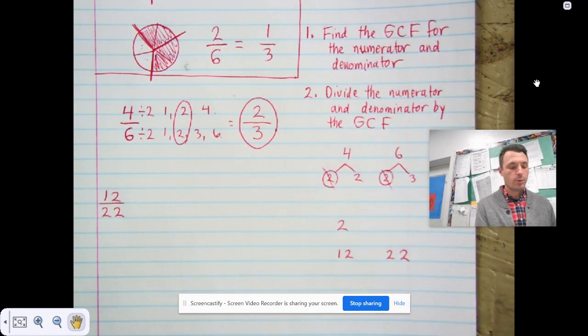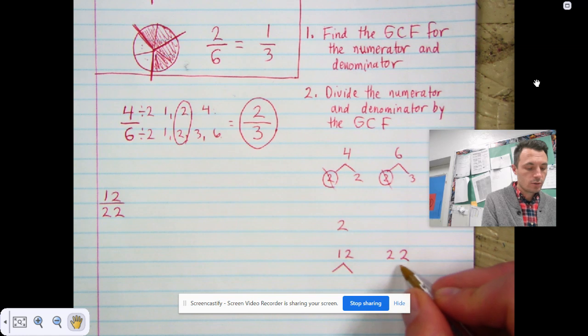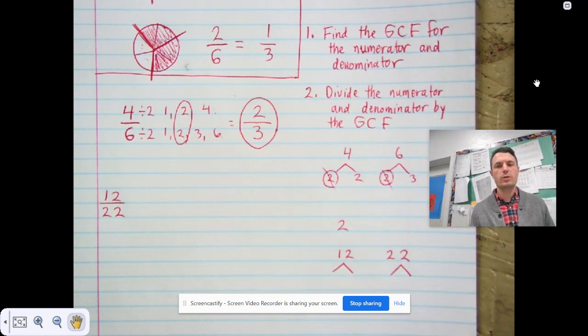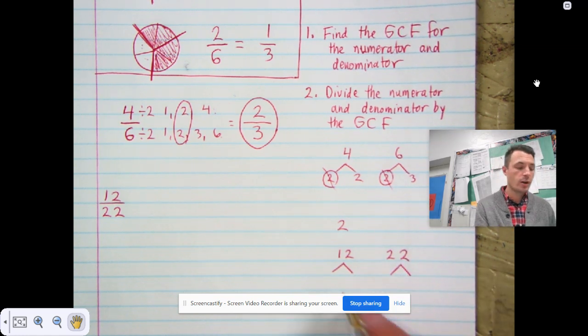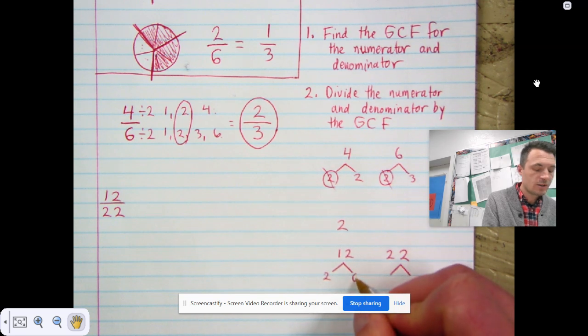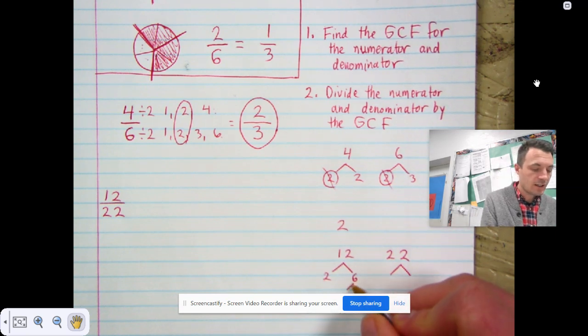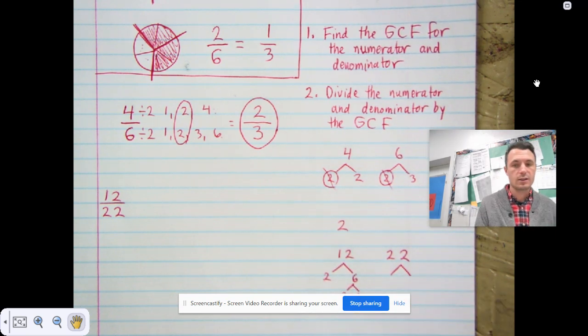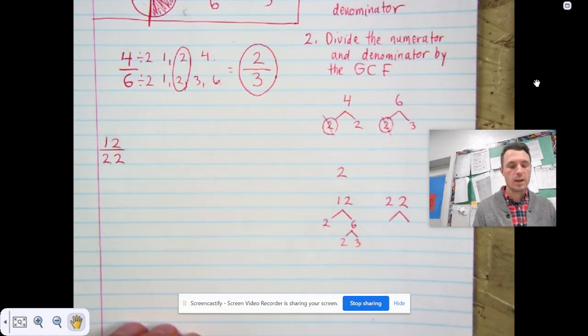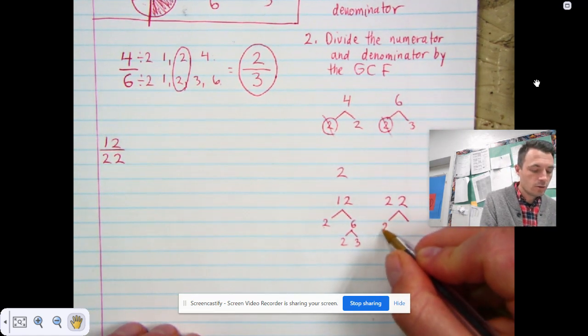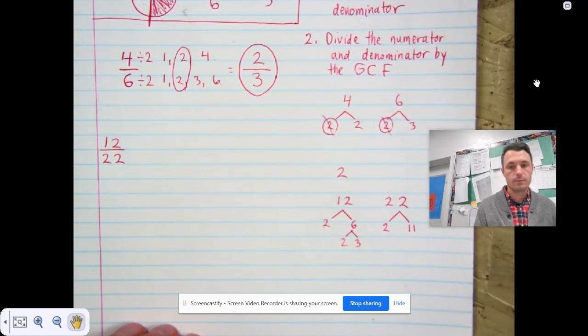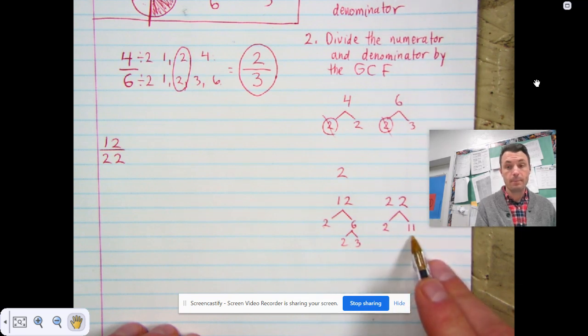Okay, so both numbers sprout roots, and we pick any two numbers that can be multiplied together to equal 12. That's 2 times 6, or you could pick 3 times 4. You just can't pick 1 times 12. 2 is already prime, 6 isn't. 2 times 3 is 6. Okay, 22, we can do 2 times 11, and those are both prime.